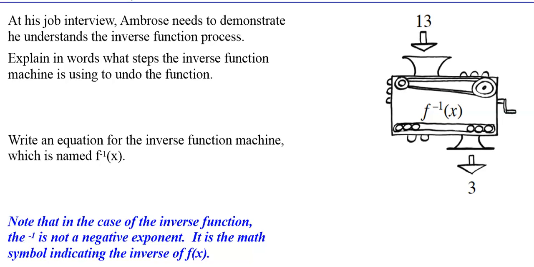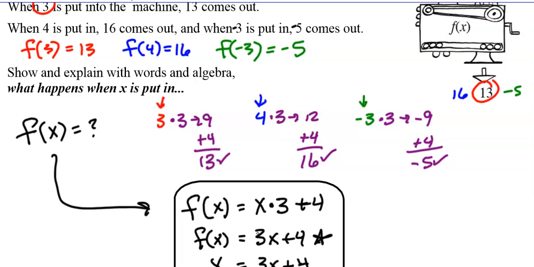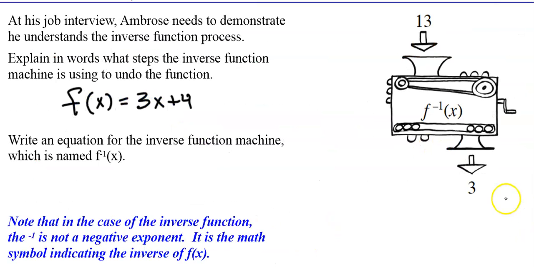So now we have to write down the inverse function machine that does it backwards. So originally, when we had f of x, we had 3 times x plus 4. That's the original one. That's what we got right here. F of x is 3x plus 4. That's our original function machine. But working it backwards, we have to do everything backwards in the reverse order of operations.